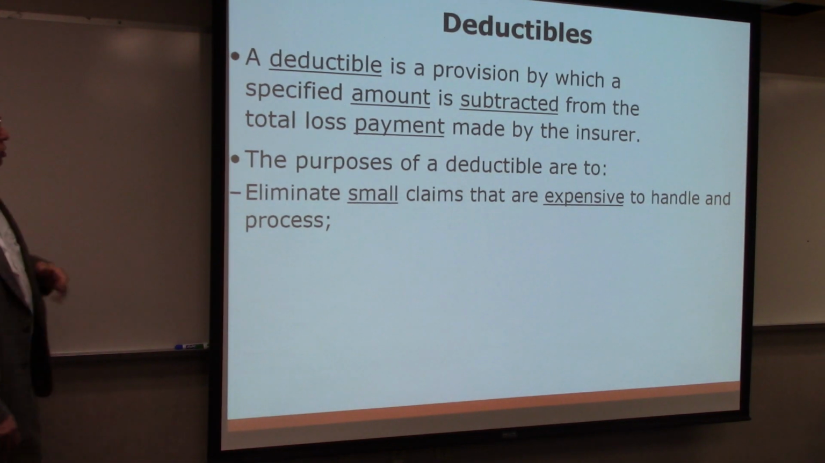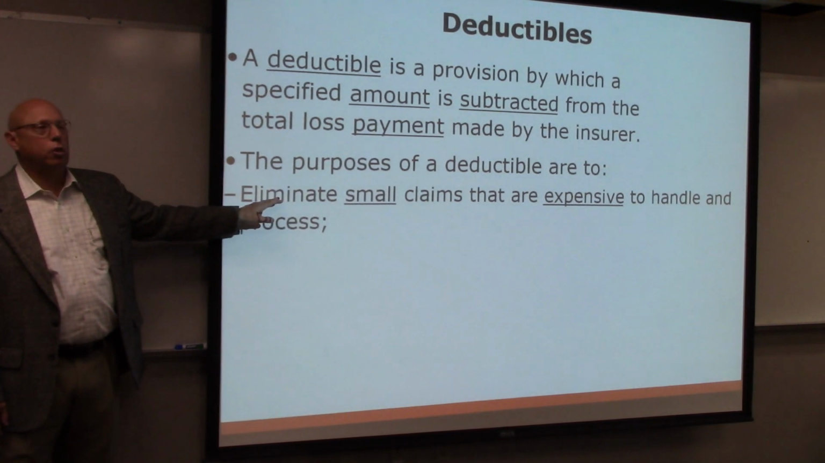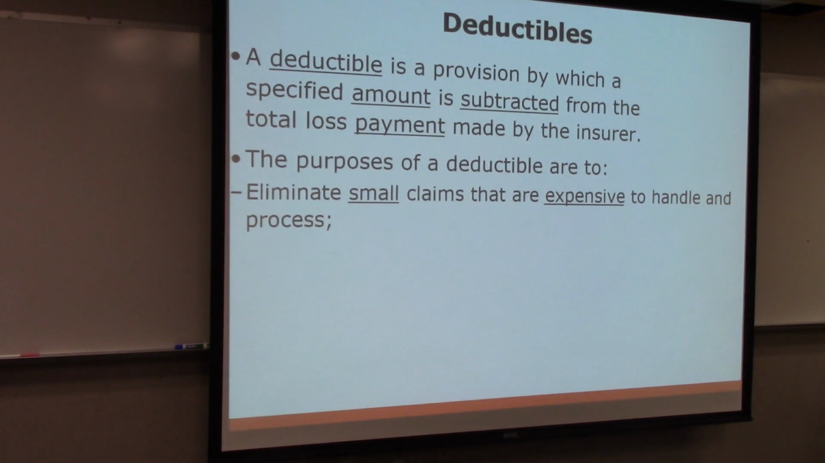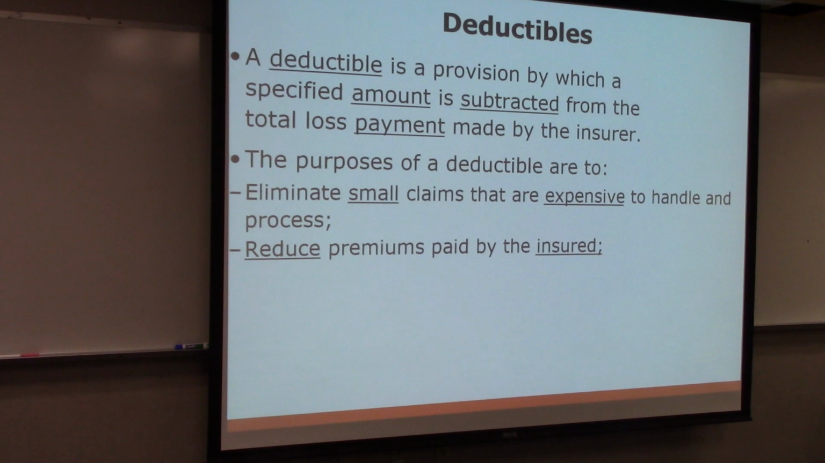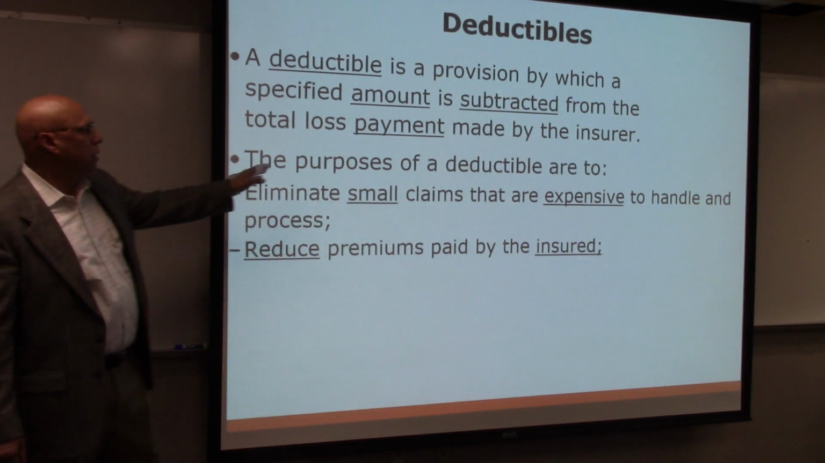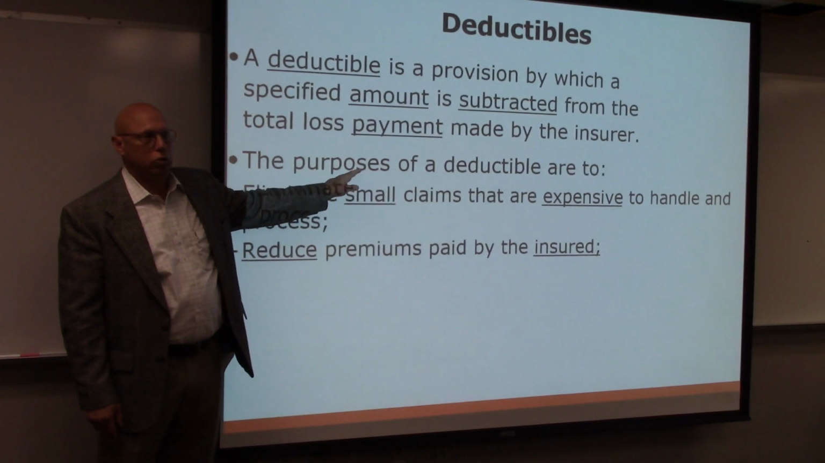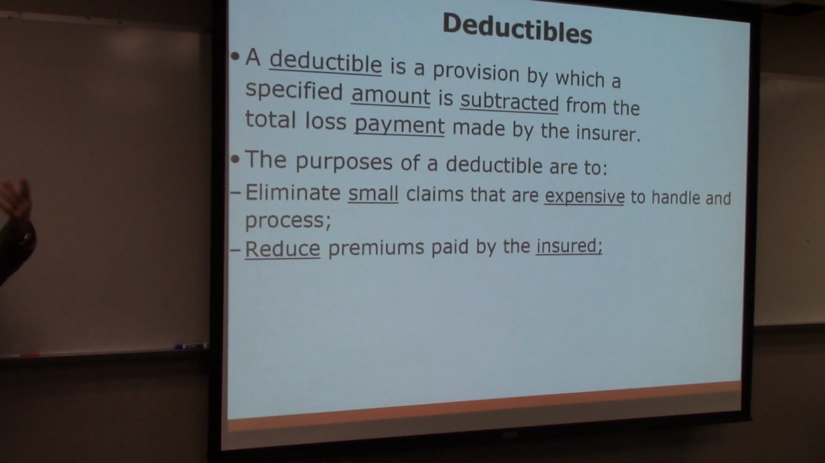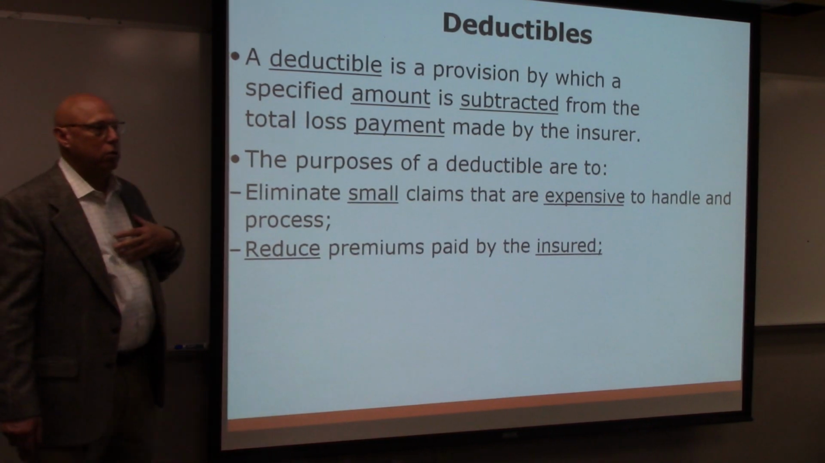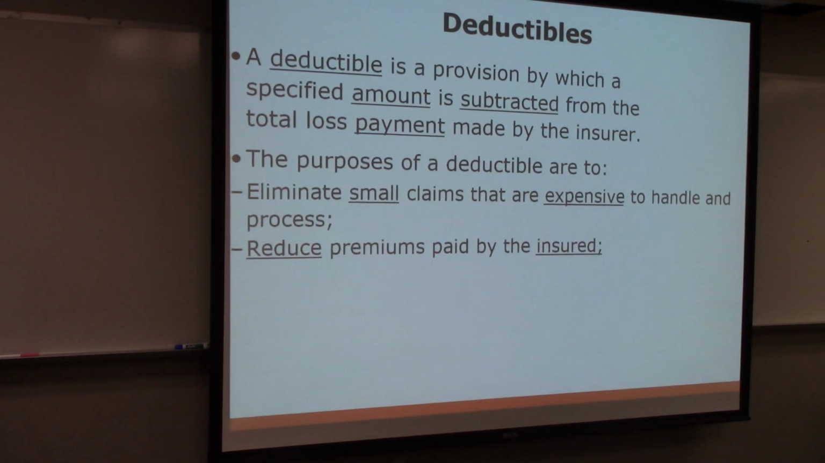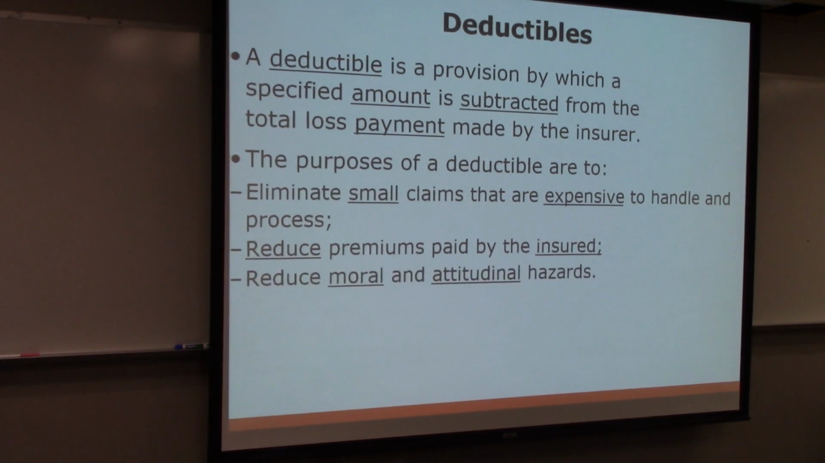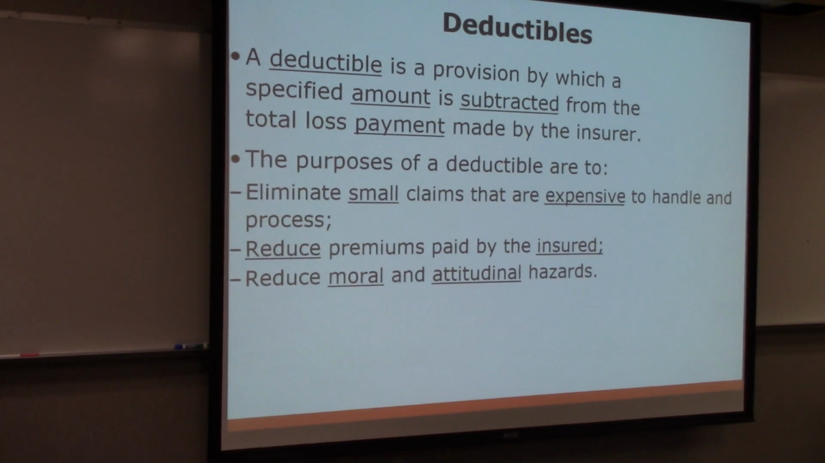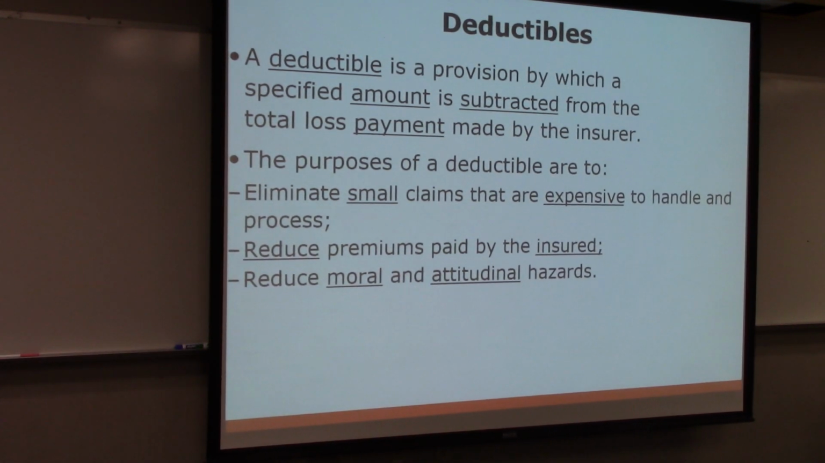So, small claims are expensive. The insurance company still has to send an adjuster out. Okay, so they want to eliminate the small claims. It's just time and effort that they don't want to have to deal with. Okay? And when you make a deductible adjustable, a range, then you allow people to customize. You allow people to decide how much risk they're going to retain and how much they're going to transfer. And the more risk they retain, the lower their premium is going to be. If people don't have a deductible, then they might have moral risk. Okay?